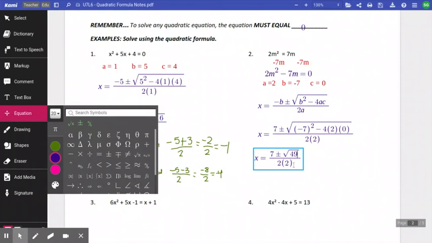I could also come down here and go ahead and say 2 times 2 is 4. So we've got all of this here. Our next step, do you know what I want to do next?